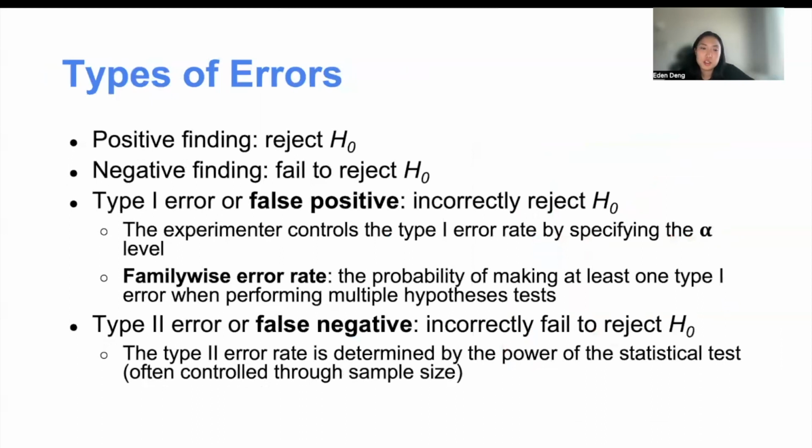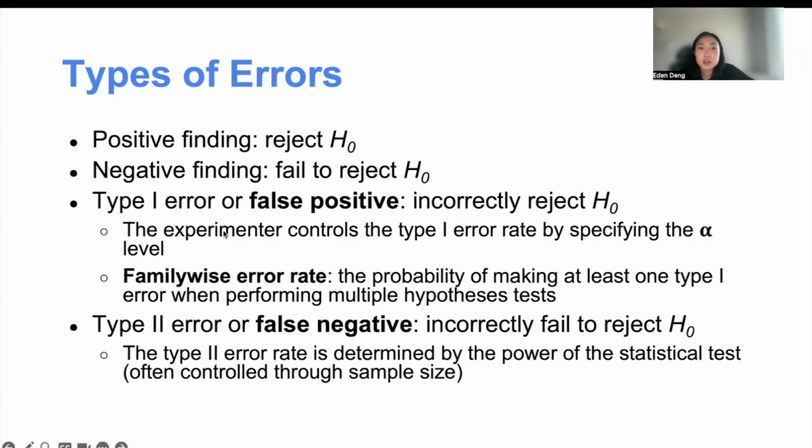So before we get into the types of corrections, we first want to define the types of errors that we're aiming to control for in hypothesis testing. When we have sufficient evidence to reject the null, we call this a positive finding because it's in favor of our expected results. A negative finding would be the opposite, where we fail to reject the null hypothesis.